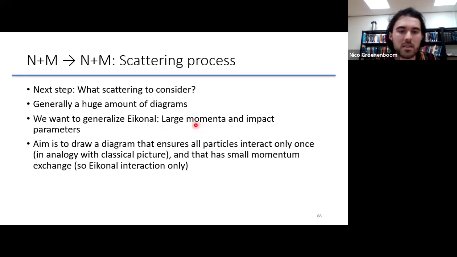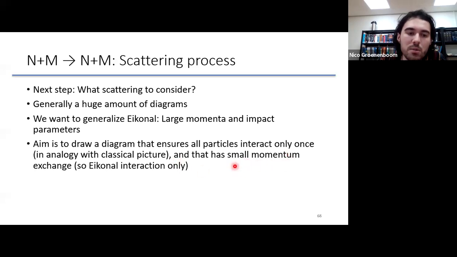So we want to assume that there are some large momenta, large Mandelstam S everywhere, and that the impact parameter between the particles is also large enough, so that they basically do not exchange much momentum. So we want a small momentum exchange. So the aim is to draw a diagram that ensures that all of the particles interact only once, because this is an analogy with the classical picture, where they just cross this shockwave once. So this is a heuristic argument to get in touch with 't Hooft's picture.